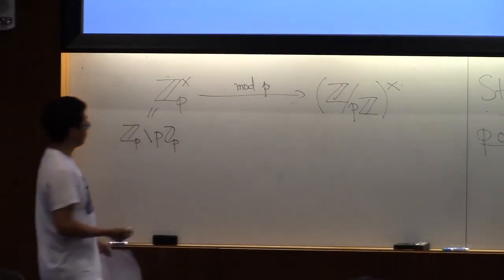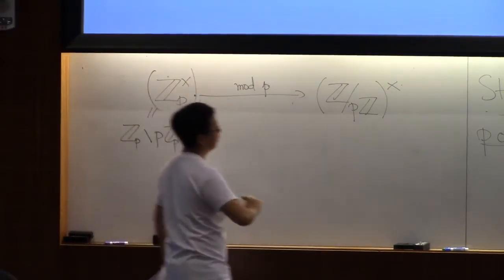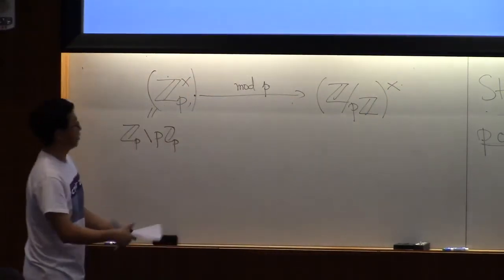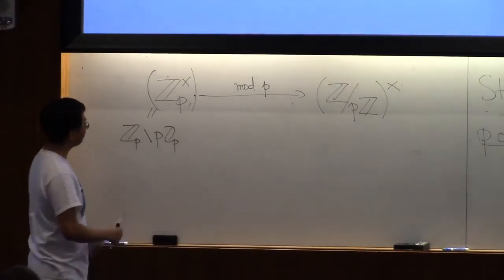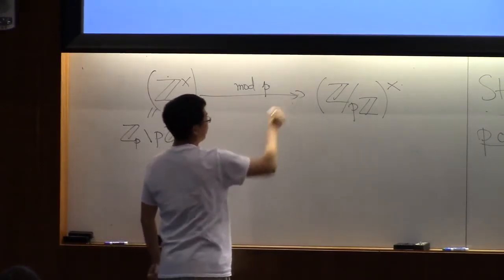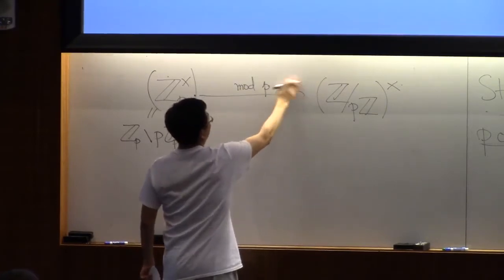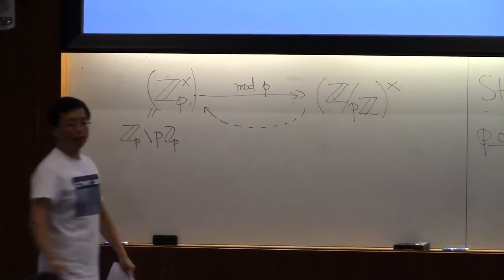But I want to think of this as multiplicative, so the group structure is using the multiplication. That's why I write the cross. I like to write the cross because it reminds me that the group structure is multiplication. The map taking reduction is surjective. And what I want to do is get a section.